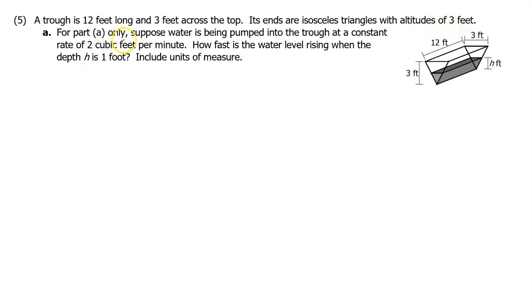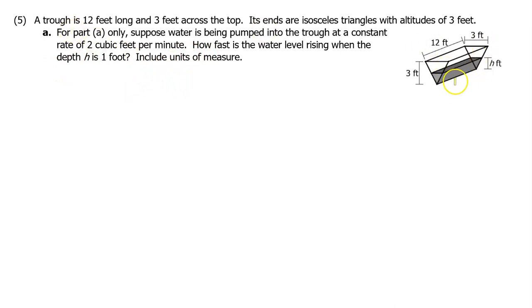For part A only, suppose water is being pumped into the trough at a constant rate of 2 cubic feet per minute. How fast is the water level rising when the depth h is 1 foot? Include units of measure. I always like to start by writing down a list of all of the facts that we are given in the problem.